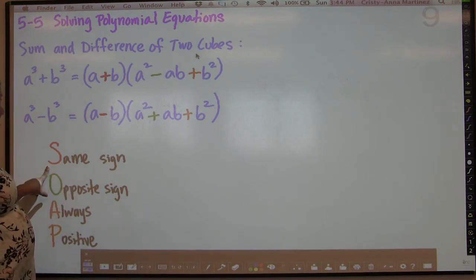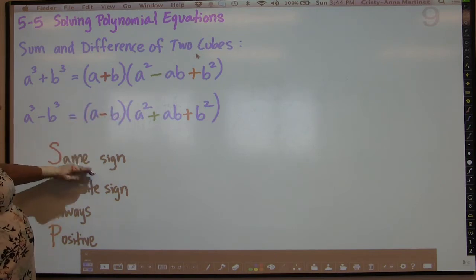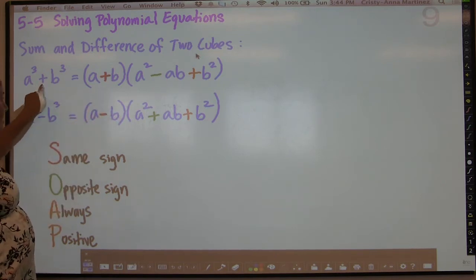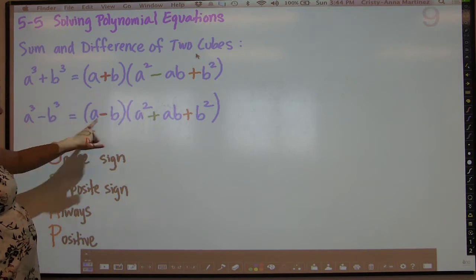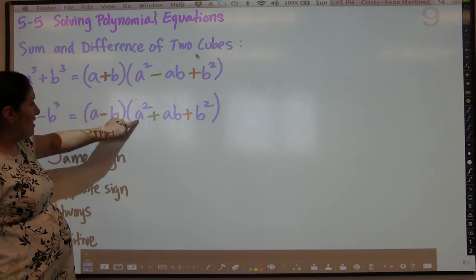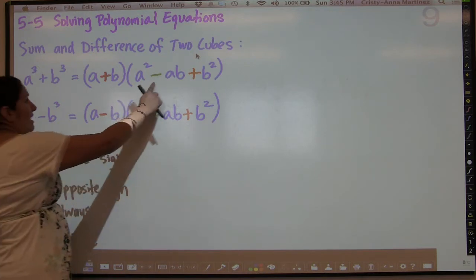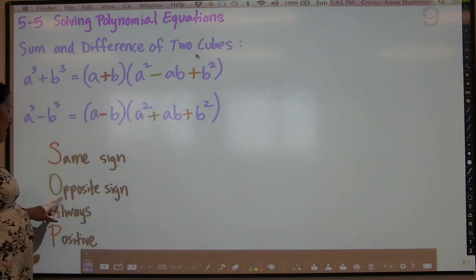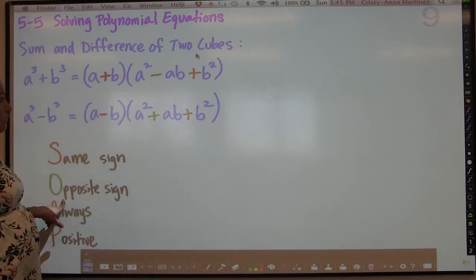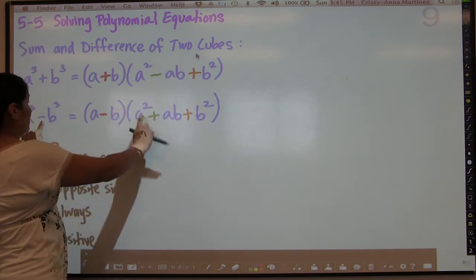So for the red here, the first set of parentheses always has the same sign as the original problem. Because this is a plus, that's a plus. This is a minus, that's a minus. So same sign for the first set of parentheses. Then you always have a squared here. The second sign is the AB sign, whether it's a negative AB or a positive AB, and that is always opposite of what it was in the original. So this is a plus, this is going to be a minus; this is a minus, a plus.